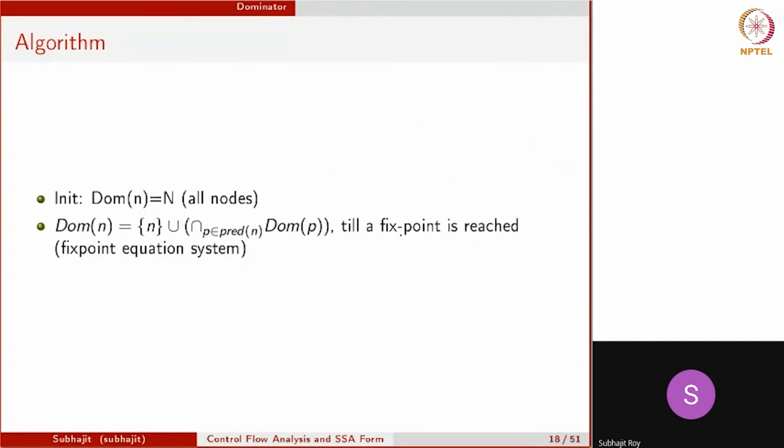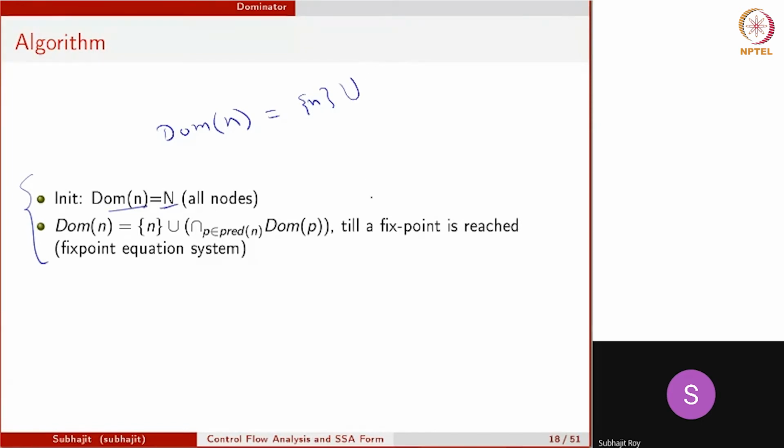So how do I calculate these dominators? The algorithm to calculate them is something called a fixed point computation. The idea is that for all nodes, you initially set the dominators to the set of all nodes in the control flow graph. And then you do an update. Now this is a fact: the dominators of a node n will surely contain n itself, by definition. So n is a dominator of itself, because you have to go through it before you can reach the entry.